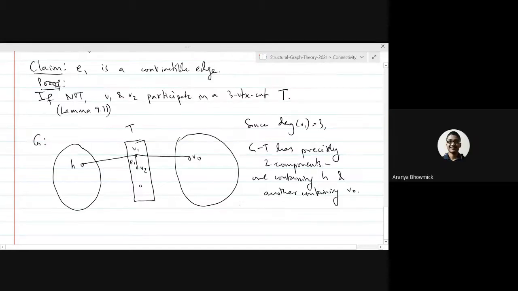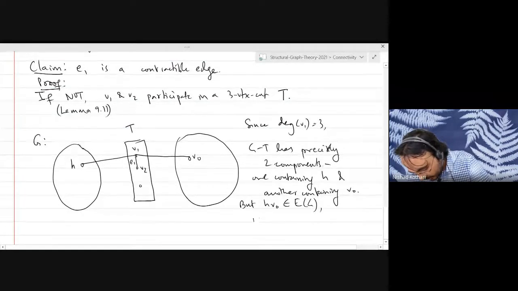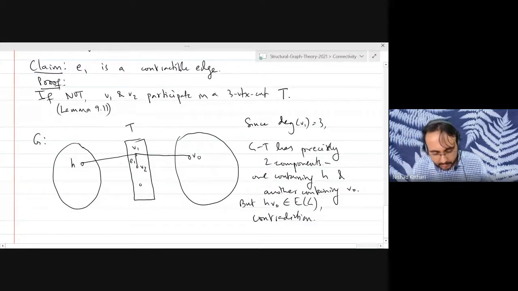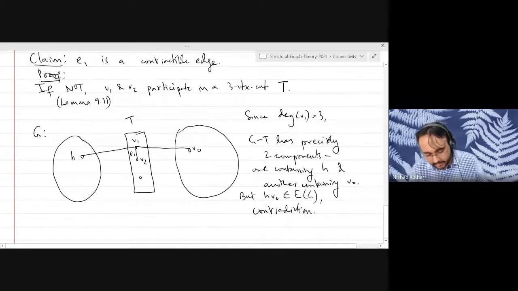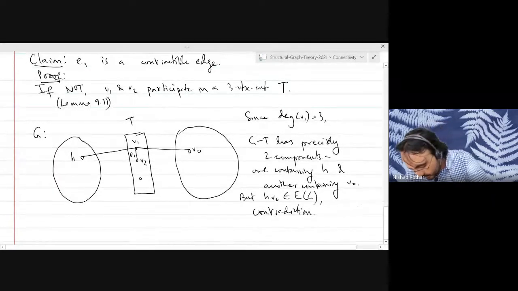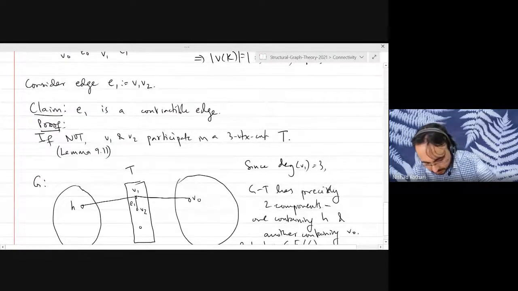Yeah, then G minus T will have exactly one component. Exactly. So HV0 is an edge of the graph. Not possible. This is a contradiction. And that completes the proof, right, of the claim. So we assume that it is not a contractible edge and we arrived at a contradiction. Okay. So we have finished proving this claim.